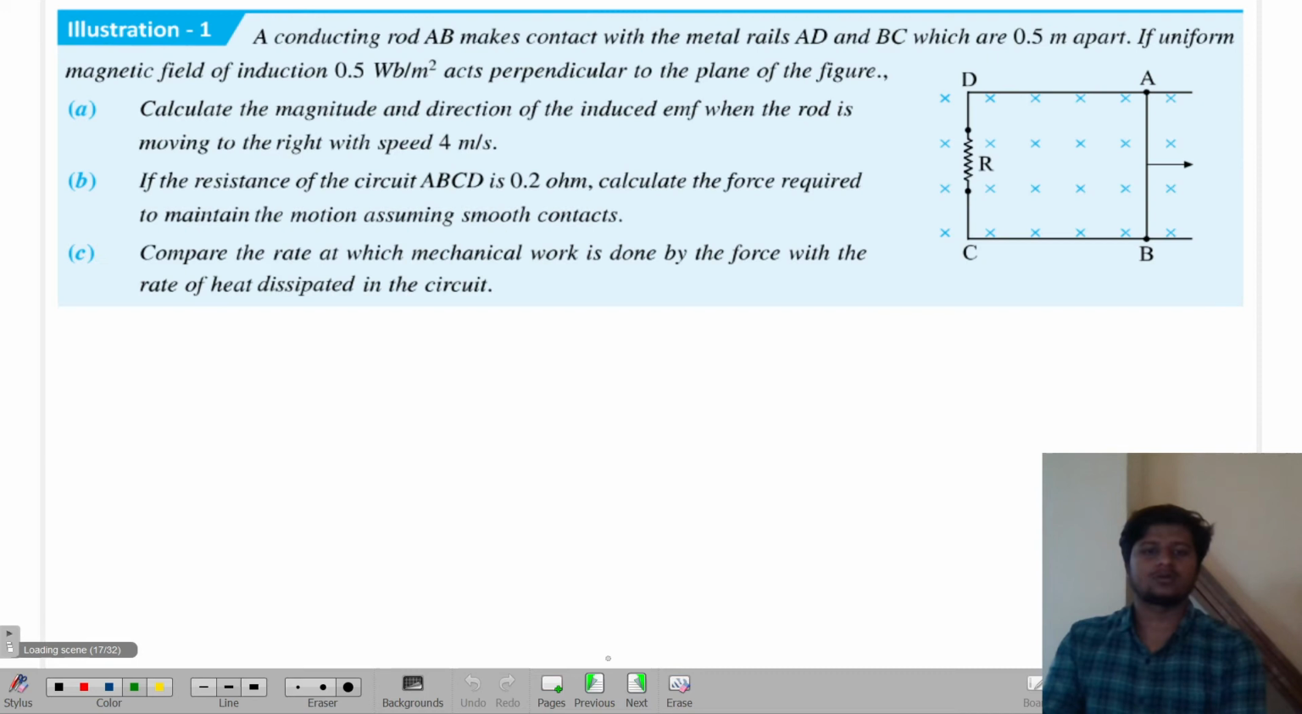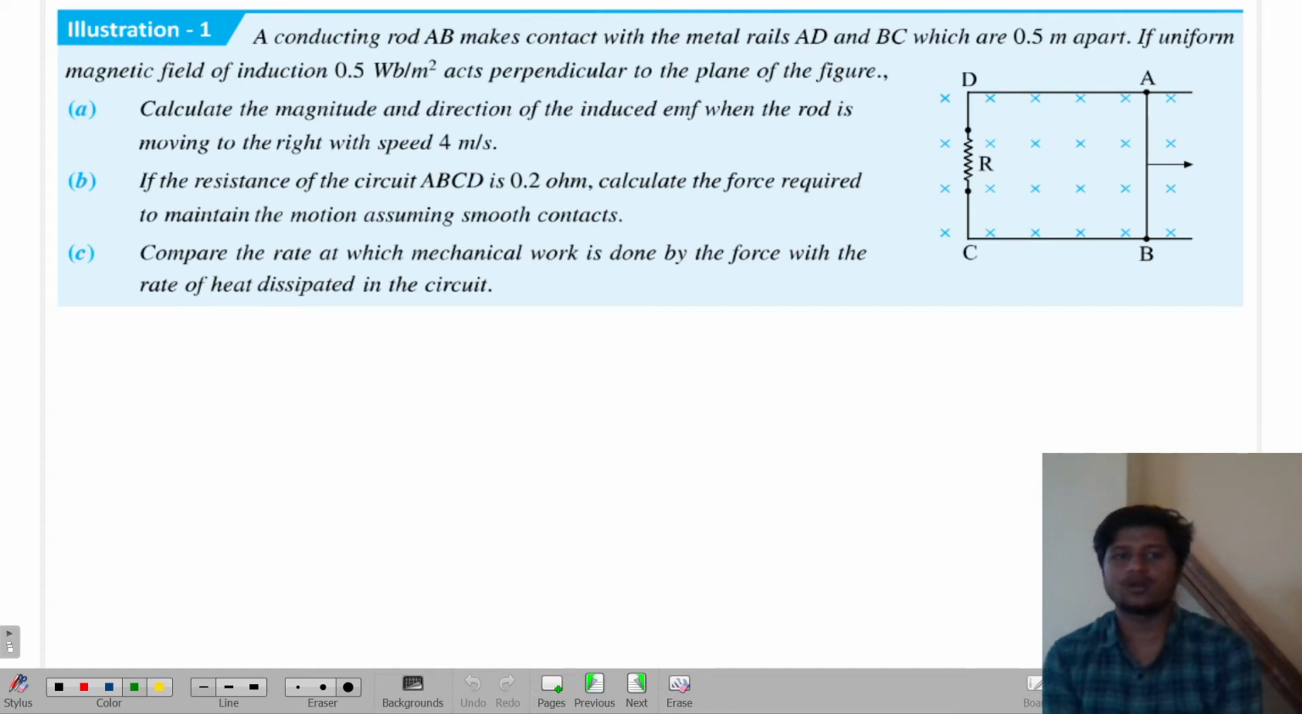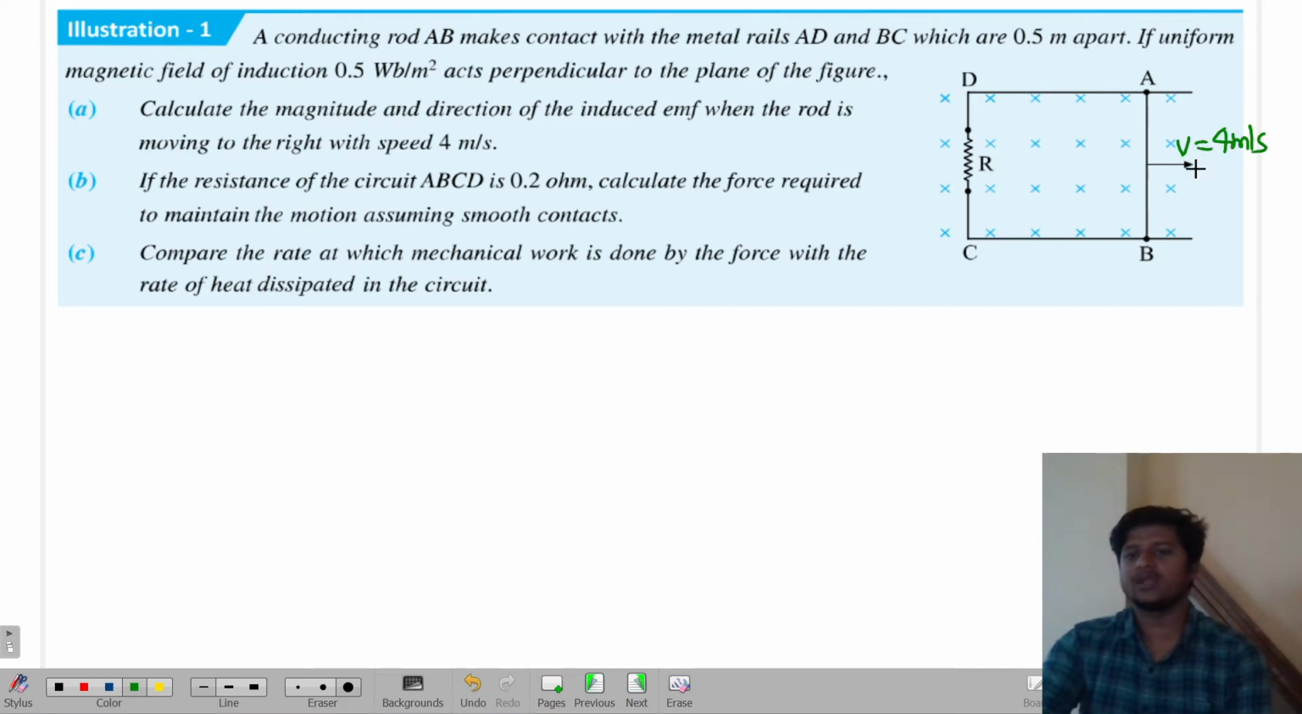Moving to the next question. What it is saying is that you have a conducting rod which makes contact with the metal rails AD and BC, which are 0.5 meter apart. A uniform magnetic field of induction 0.5 Weber per meter square acts perpendicular to the plane of the figure. Calculate the magnitude and direction of the induced EMF when the rod is moving to the right with a velocity of 4 meter per second. Then you have to calculate the EMF generated. Do it fast.